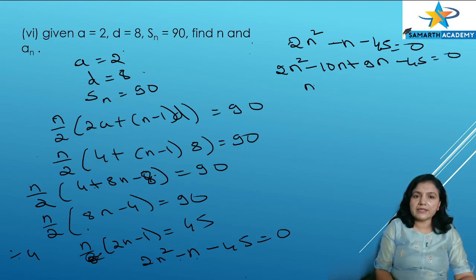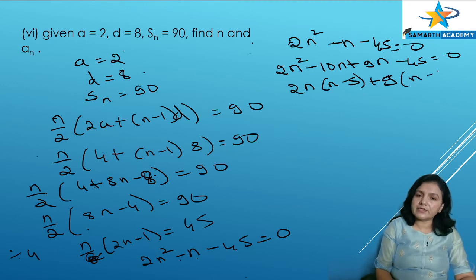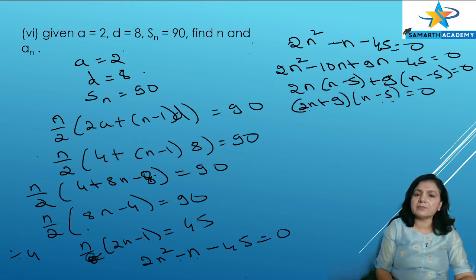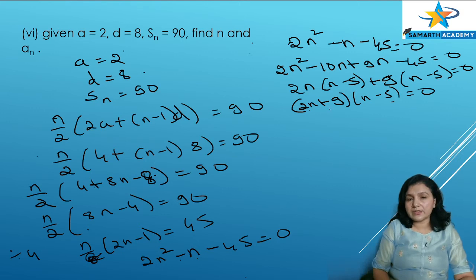Let me take 2n common here, n minus 5, and in the next two terms, 9 is common, n minus 5 equal to 0. So 2n plus 9 and n minus 5 equal to 0. This implies n will be minus 9 by 2, which is not possible. N cannot be a fraction and n cannot be negative, so n equal to 5.